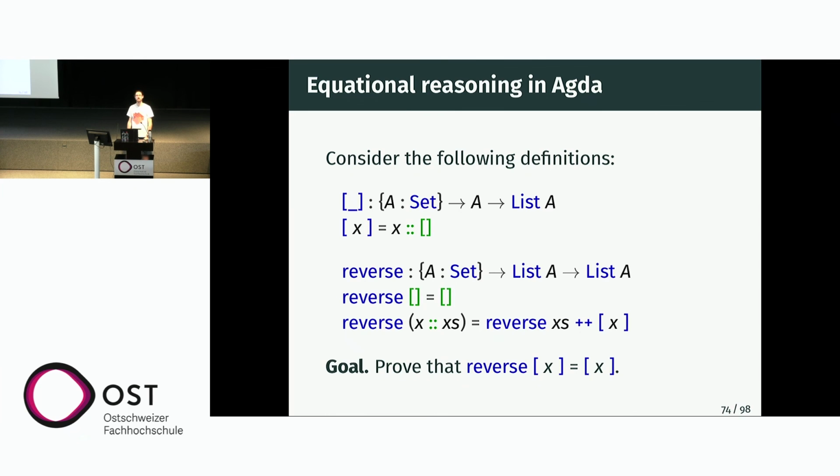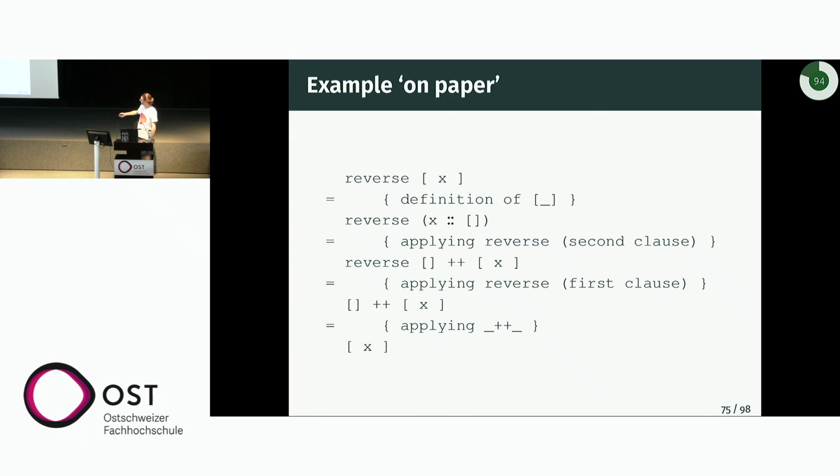So, okay. Let me try to get to the equational reasoning. So suppose we have this definition of the reverse function, and we want to prove that reverse of the singleton list X is the singleton list X itself, right? Well, on paper, we would write something like this, maybe. We can reason on paper about functional expressions in our language, just applying the definitions of these various functions, applying the second clause of reverse, the first clause of reverse, and then applying the concatenation.